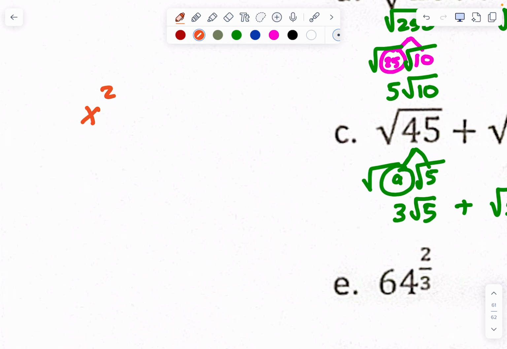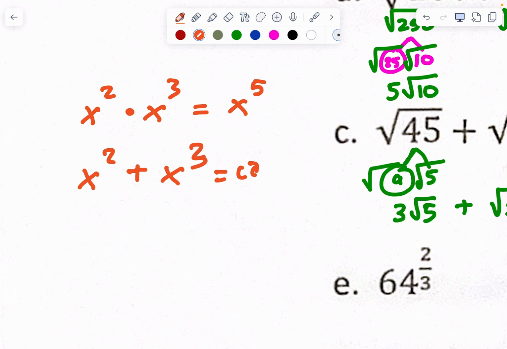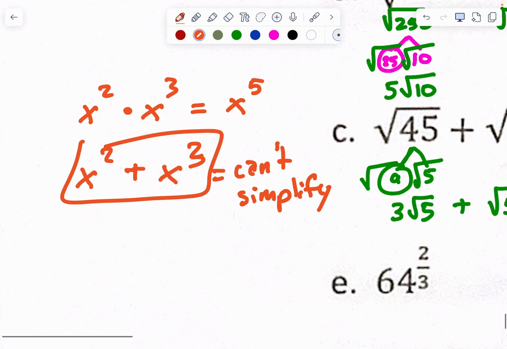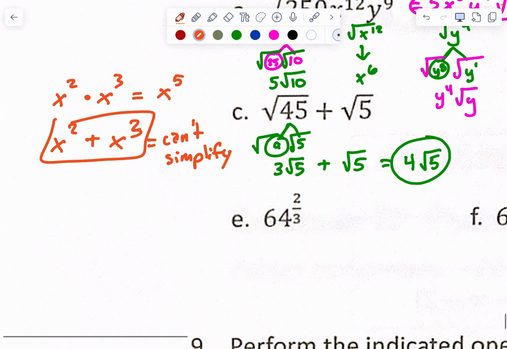If you have x squared times x cubed, you can do that. But if you have x squared plus x cubed, you cannot, right? That makes sense? It's kind of the same thing. Equals x to the 5th. So it would just be this, right? You can multiply all you want, but you cannot add, yeah? Okay. All right, E, 64 to the 2/3 power.